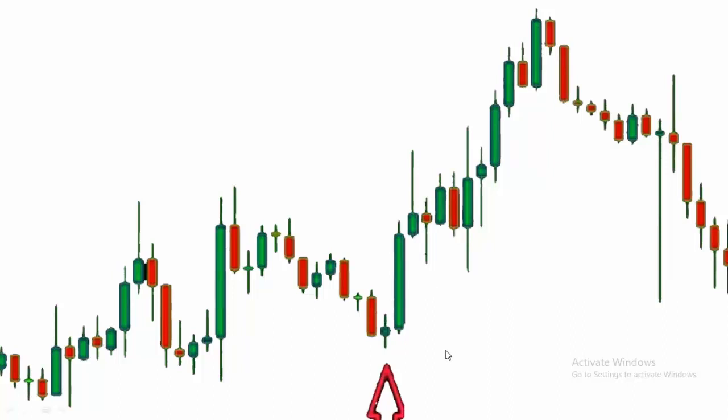So if you spot a spinning top after an uptrend or a downtrend, it may signal a reversal is on the way. So if you see there has been a downtrend here, you spot a spinning top, and the next candle after the spinning top is what gives you the confirmation of the trend, whether it's going upwards or downwards. In this case, you see there is a huge bullish candle, so you can confirm that the market is likely to go upwards. Okay.